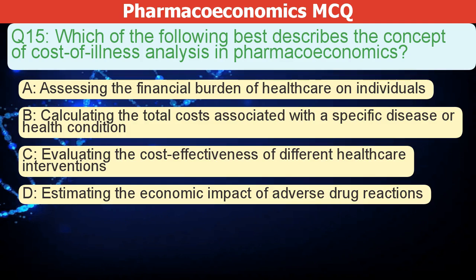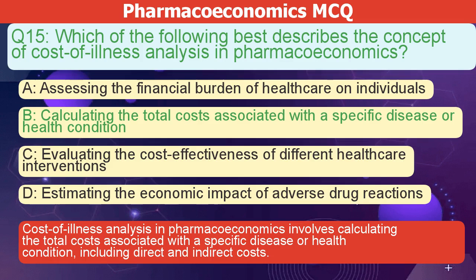Which of the following best describes the concept of cost of illness analysis in pharmacoeconomics? A. Assessing the financial burden of healthcare on individuals. B. Calculating the total costs associated with a specific disease or health condition. C. Evaluating the cost effectiveness of different healthcare interventions. D. Estimating the economic impact of adverse drug reactions.